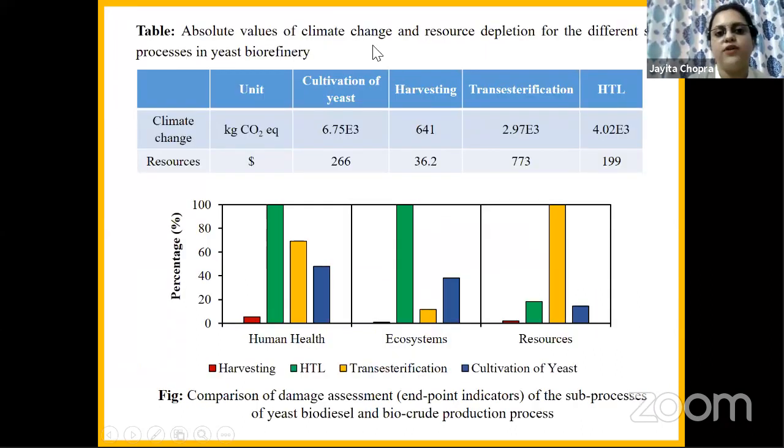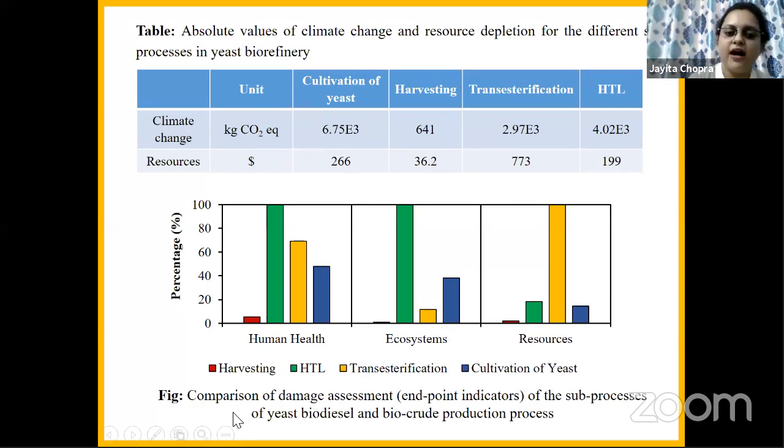So these are some absolute values of climate change and resource depletion. We can see that climate change for cultivation of yeast is very high, and resource depletion is very high for trans-esterification and cultivation of yeast. The primary reason is that yeast cultivation was done in a reactor, and the input energy comes from fossil fuel. The Indian electricity mix still constitutes around 60 to 70% from thermal plants. That is why it shows a negative impact on the environment.